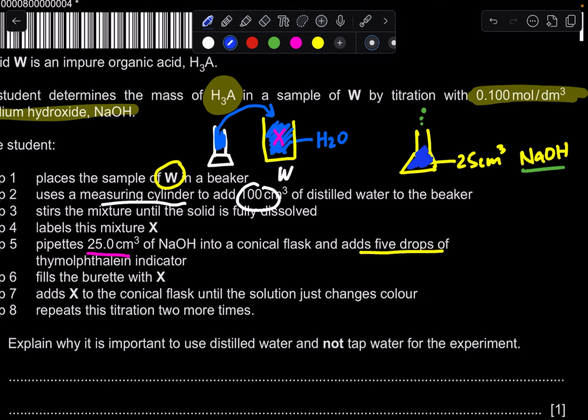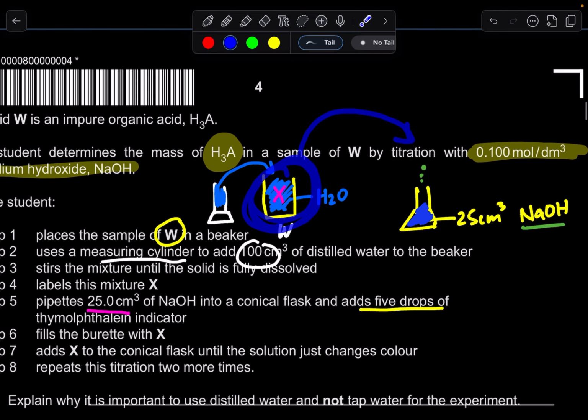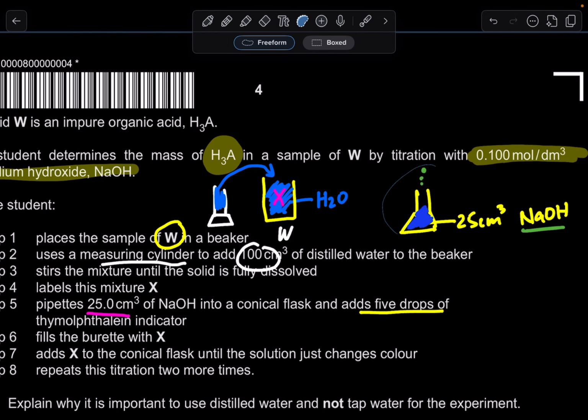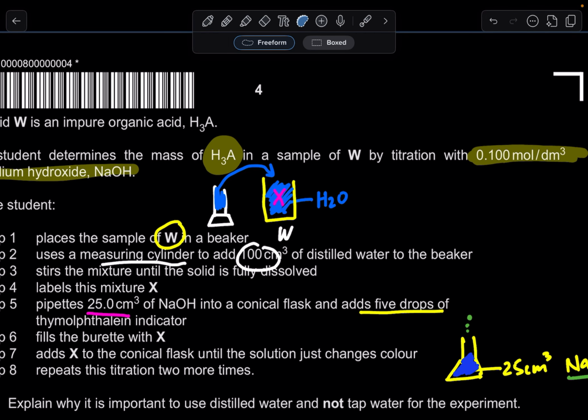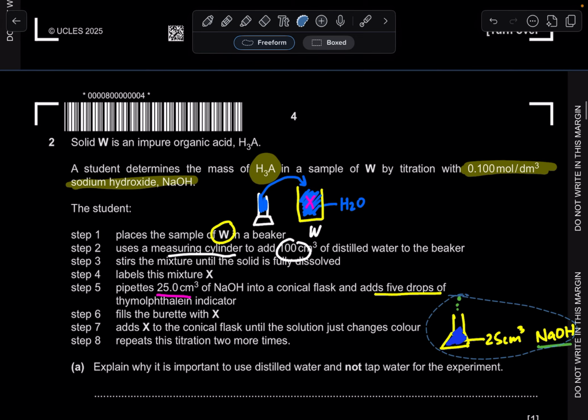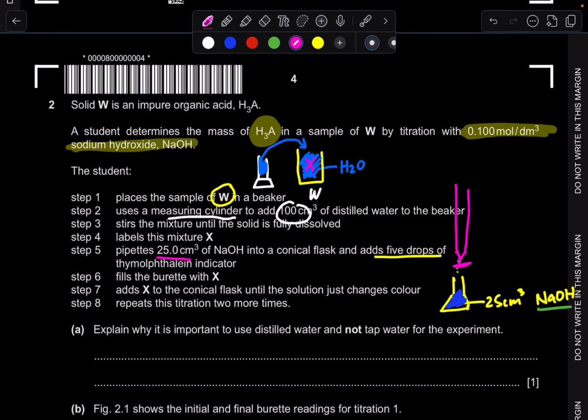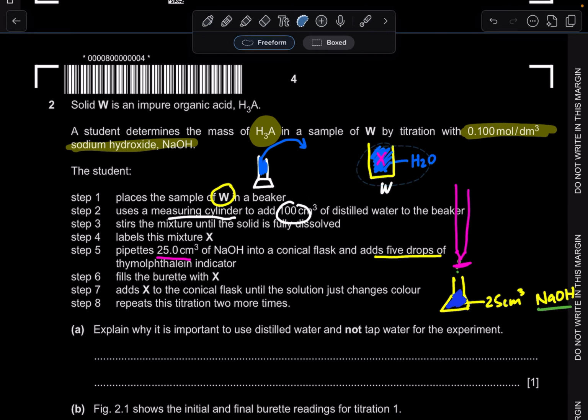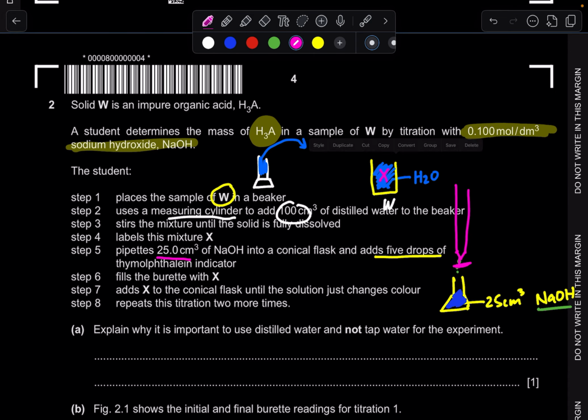Now fills the burette with X. Now he takes this mixture that was labeled X, fills it in the burette. So now we're going to perform a titration. Let's move our apparatus over here. And how we're going to do titration? Above we're going to have a burette like this. And in the burette he's basically taking this X mixture, and he's going to put this mixture into the burette. So this burette is filled with X.